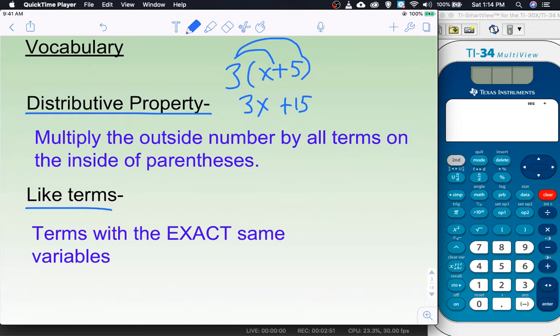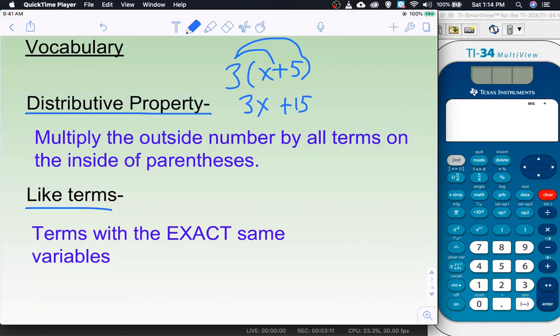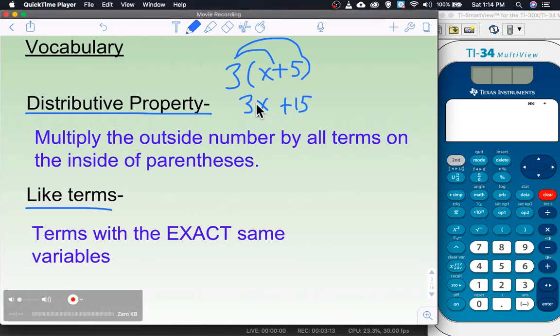Like terms. They are two terms, two pieces of an equation, with the exact same variables. In my previous example, I have two terms. I have a 3x, and I have a positive 15. Those two things cannot be combined together because they are not alike. They don't have the same variable. This has an x, this does not.